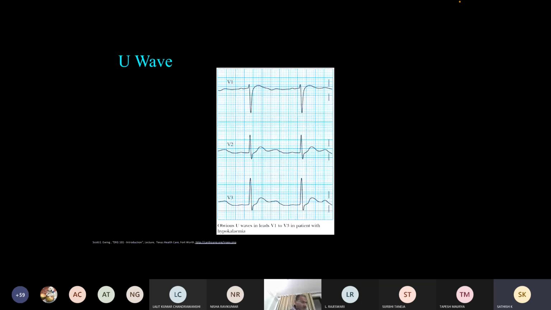Coming on to the next wave, the U wave. The U wave is the low frequency deflection after the T wave. Here is the T wave, and this is the U wave. Most of the time you will not see a U wave. Sometimes you can see it in certain conditions, but it can also occur normally.